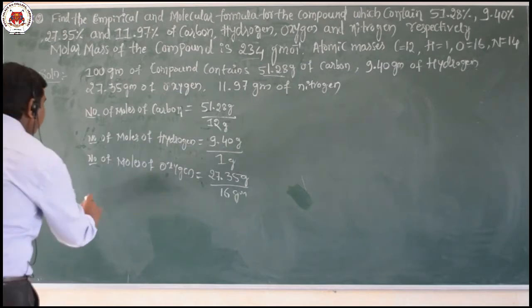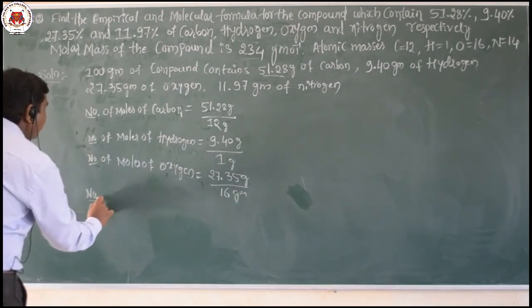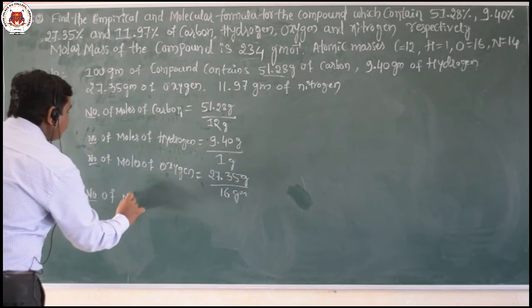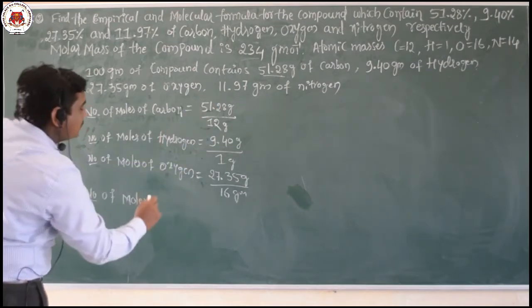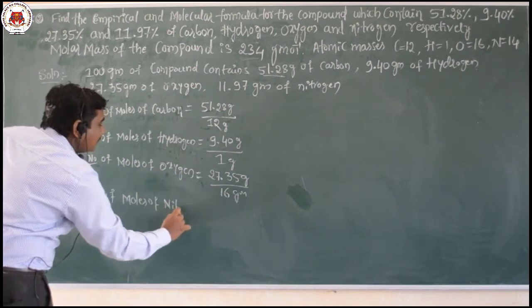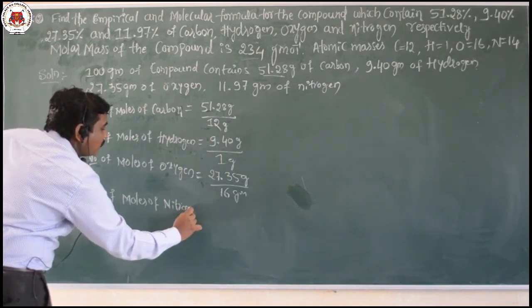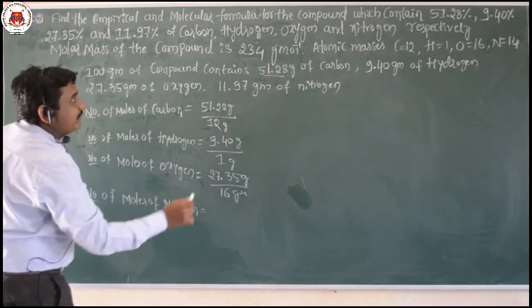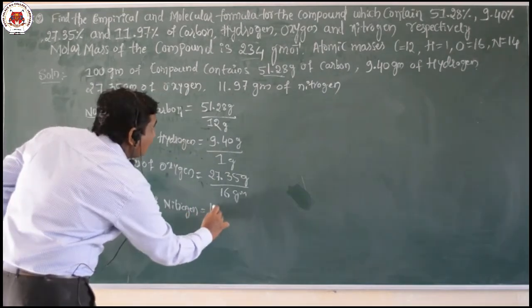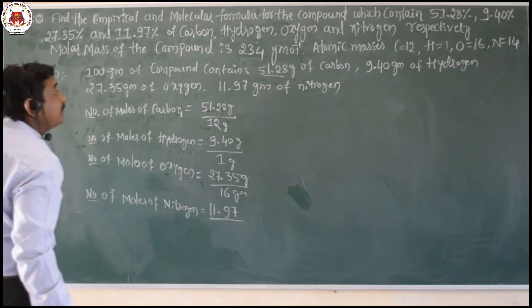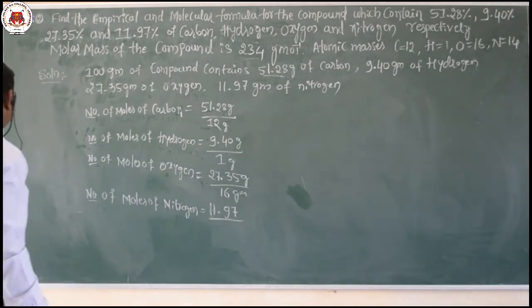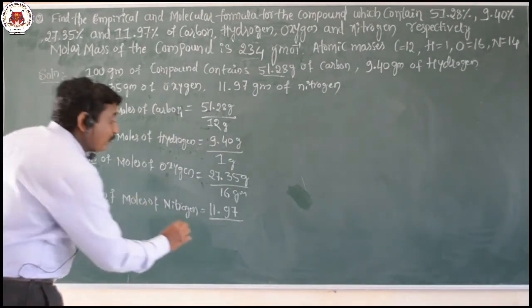Next, the last one, number of moles of nitrogen. Again you have to calculate: given weight of nitrogen, that is 11.97, divided by the atomic mass of nitrogen. Atomic mass of nitrogen is 14 gram.